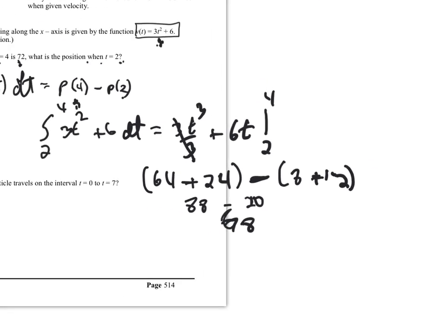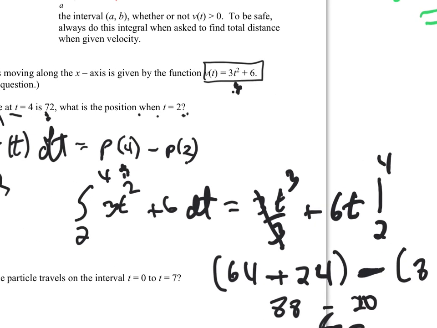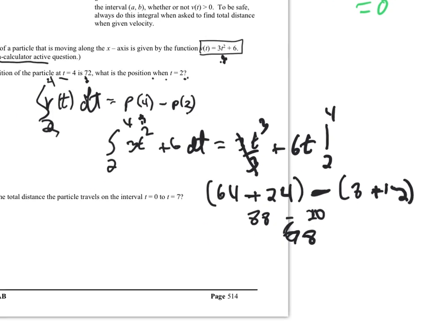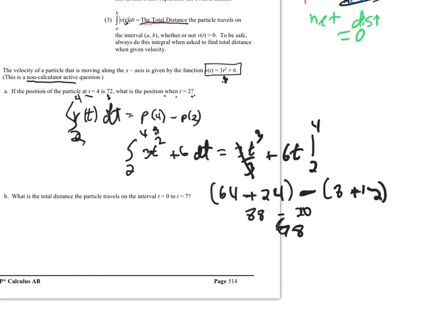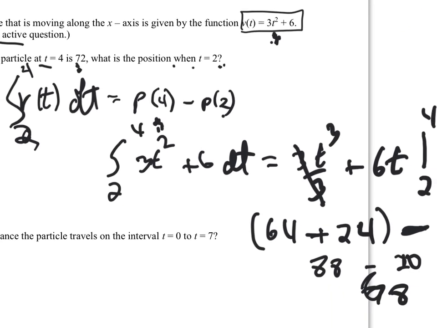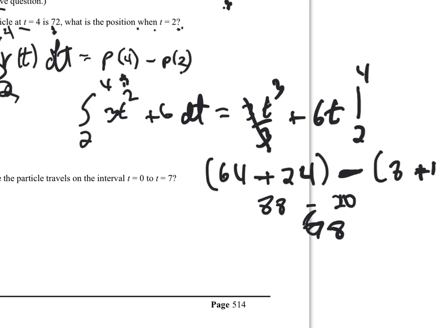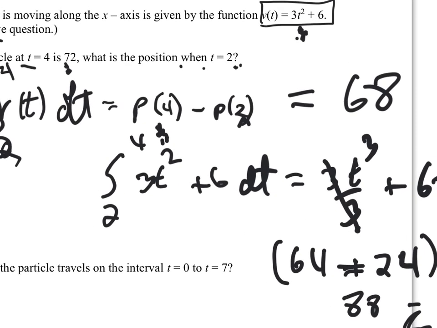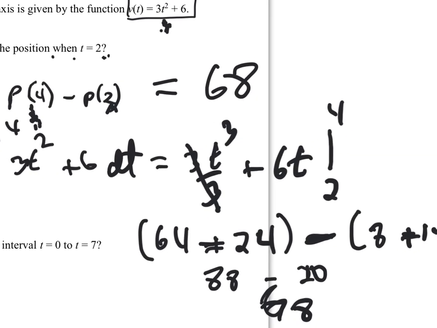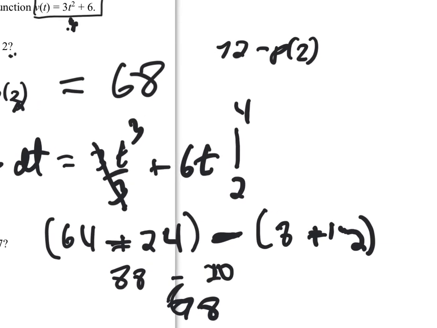So what do I do with 68? Because what was the question? The question was, what's the position at 2? Well, do I really know what the position was at 2? I know what it was at 4. I didn't know what it was at 2. So can I use this answer right up in here? Yes. 68, because that is the P of 4 minus P of 2, that was what I just did. And if I already know P of 4 was 72, then I'm going to write it out in case you got lost here. 72 minus P of 2 must be 68.